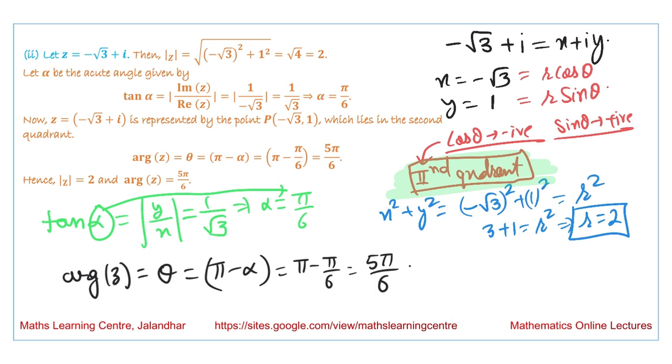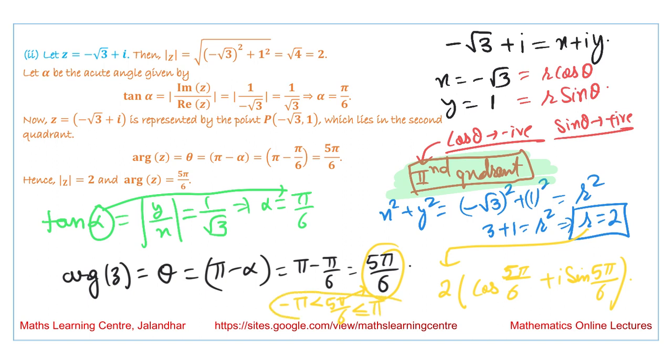So if we have to write the polar form of this number, it will be 2 times, r is equal to 2, cos of 5 pi by 6 plus iota sine 5 pi by 6. And clearly this value 5 pi by 6 lies between minus pi is less than 5 pi by 6 is less than or equal to pi. So this is the principal value we are talking about here.